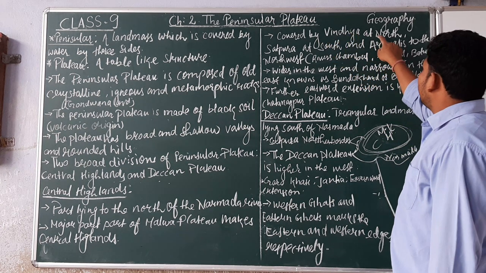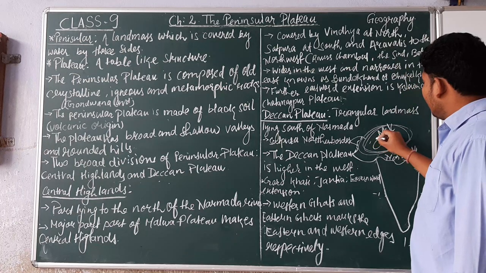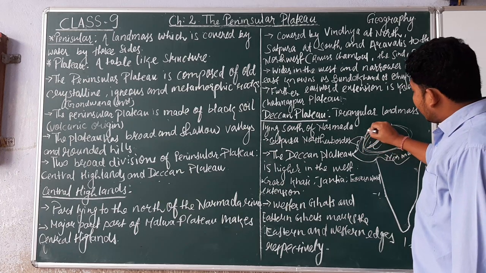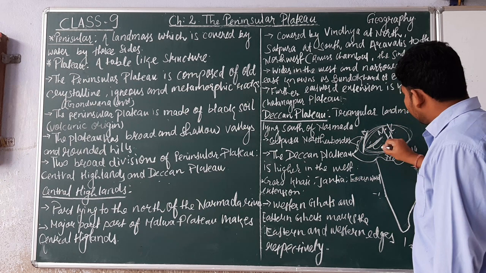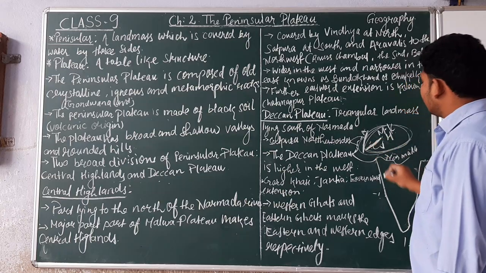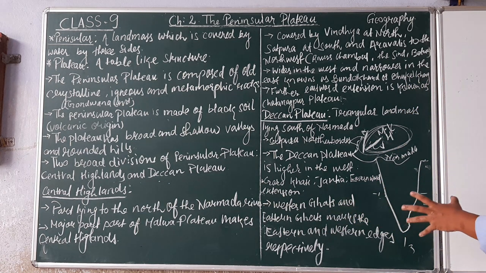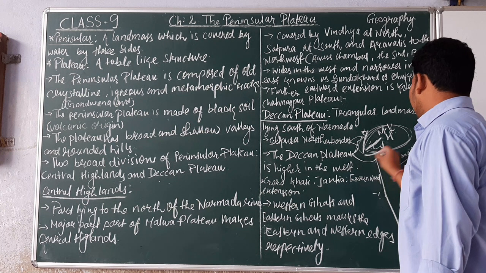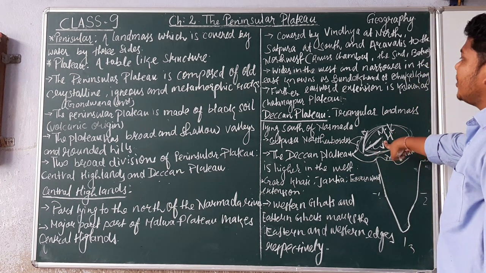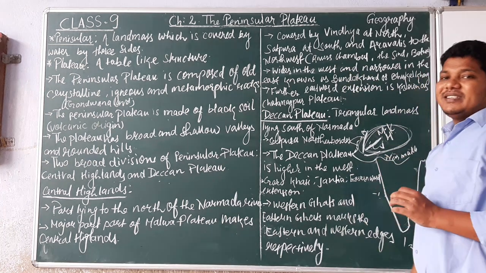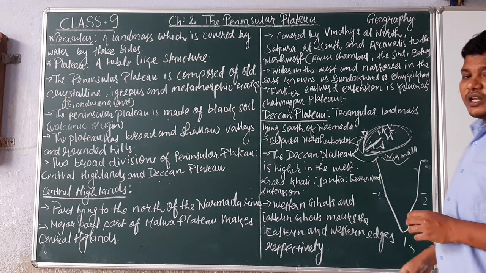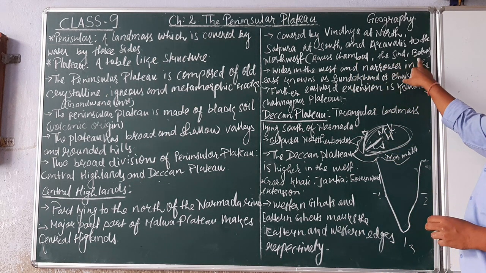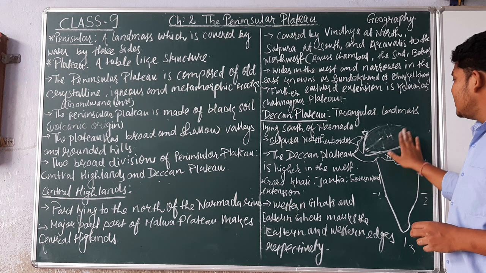It is covered by the Vindhya in the north, the Aravallis to the northwest, and the Satpura to the south. So it is surrounded on three sides. The major rivers that flow in this area are the Chambal, Sind and Betwa. Three major rivers flow in this area.